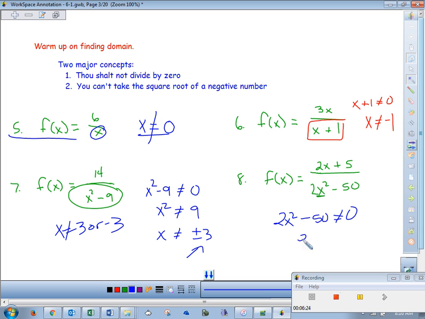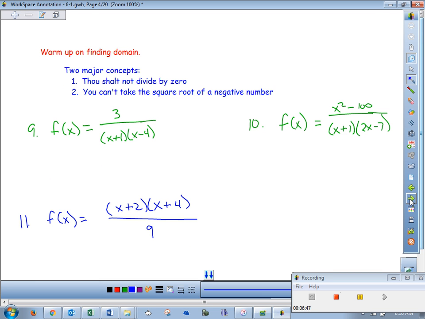Add 50 to both sides. Then what would you do? Divide by 2. And square root, what can x not equal? 5 or negative 5. If you put a 5 in there, this would turn out to be 0. If you put a negative 5 in there, wouldn't it also turn out to be 0? Boom. Number 9. Are there x's in the denominator?